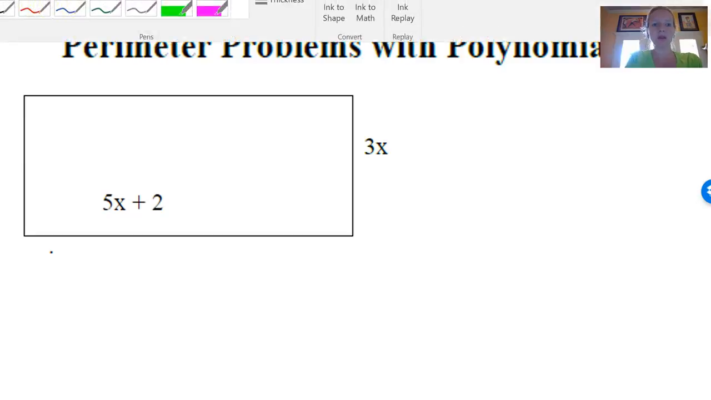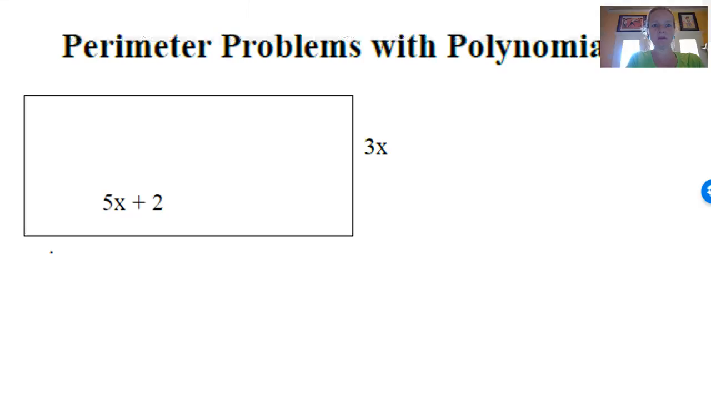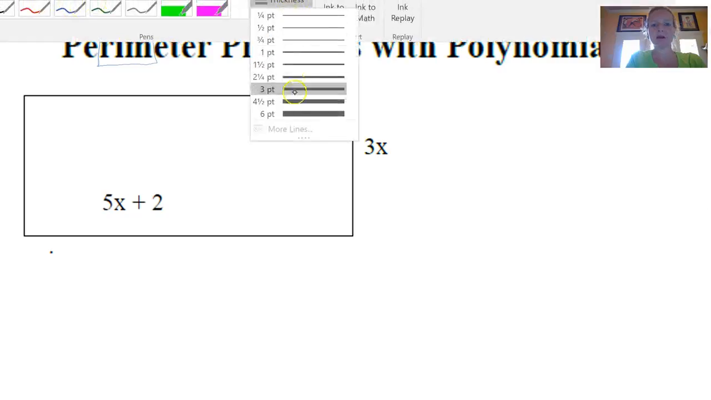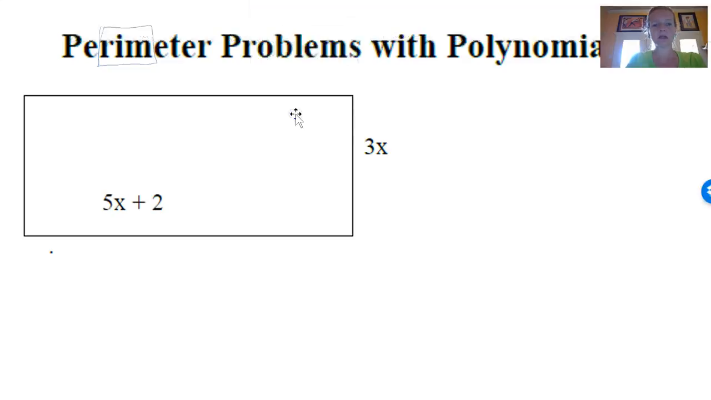So we know that the rim is all the way around. So how many sides does a rectangle have? It has 4 sides. So we can't just do 2 sides. We would have to add all 4 sides. So I always go in and label mine so I don't forget that I need to go all the way around.